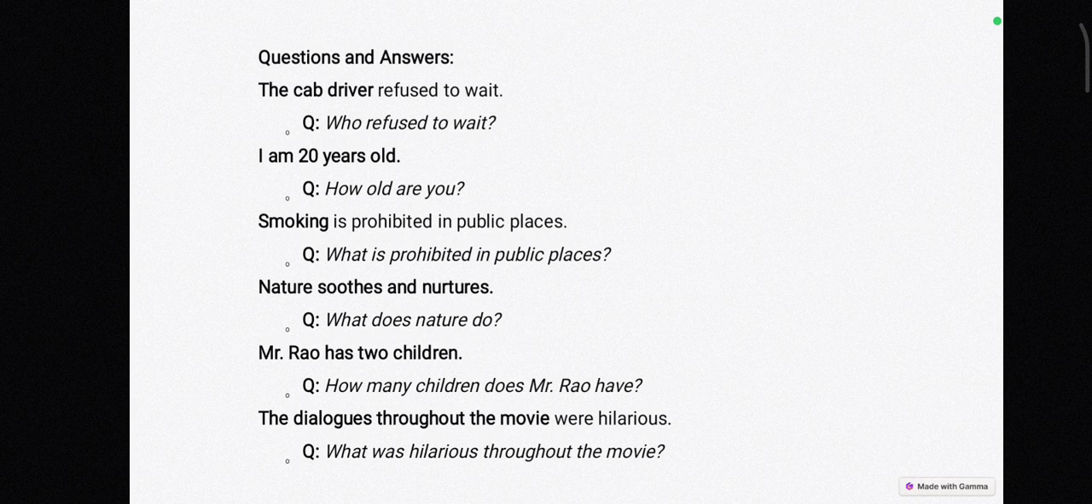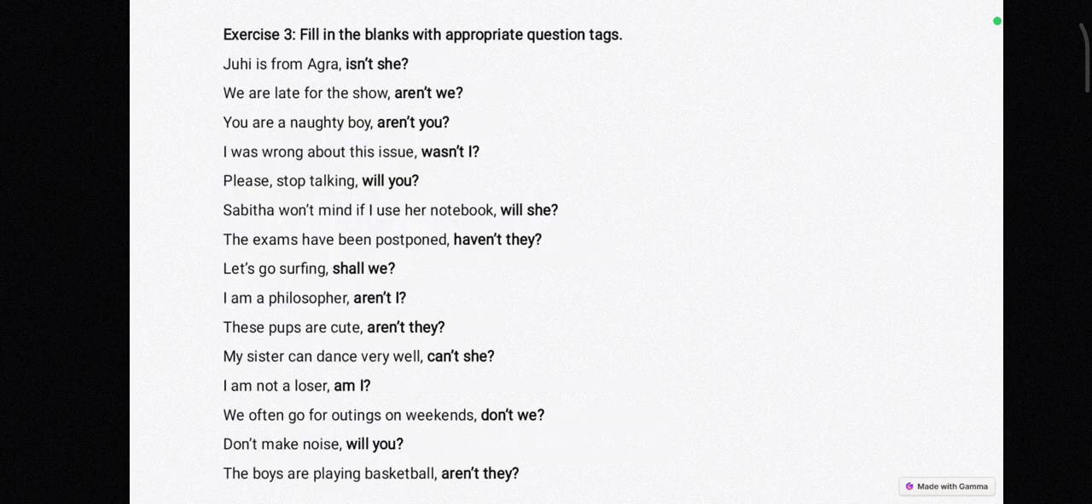Mr. Rao has 2 children. How many children does Mr. Rao have? The dialogues throughout the movie were hilarious. So what is hilarious? You need to know. So what was hilarious throughout the movie? Because the sentence is in past tense, the question also should be in past tense. You need to use a past auxiliary verb.